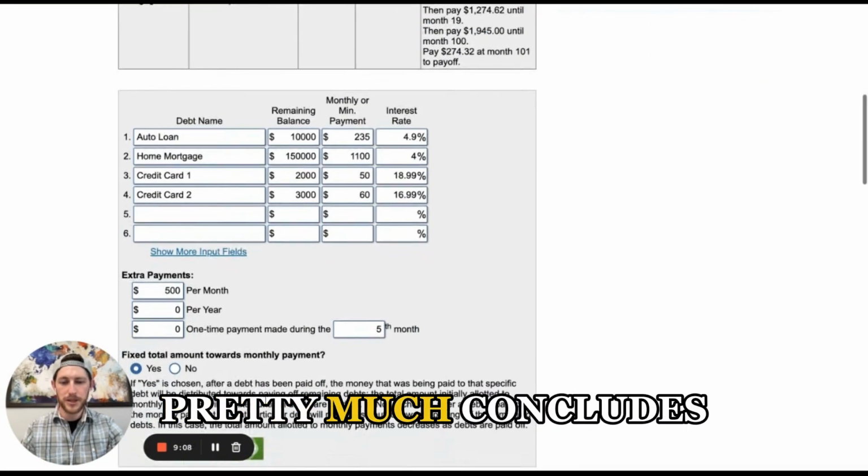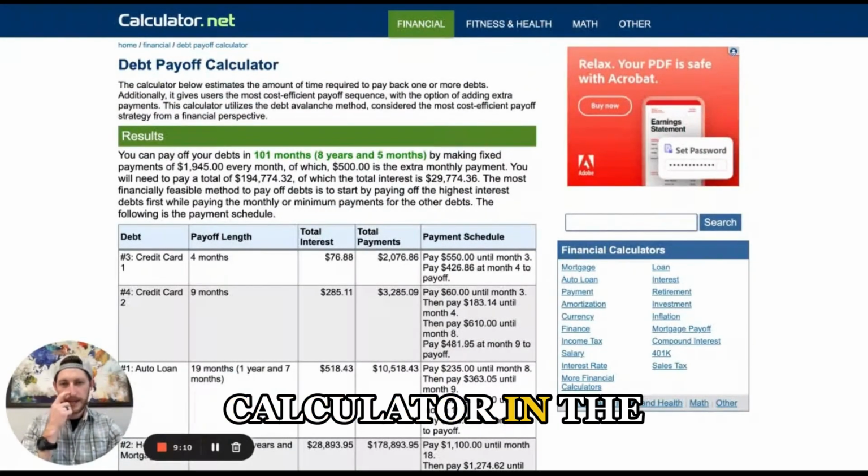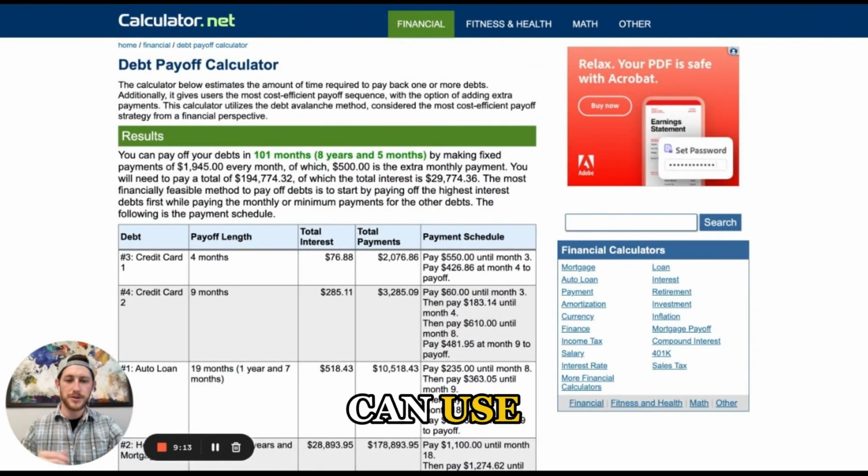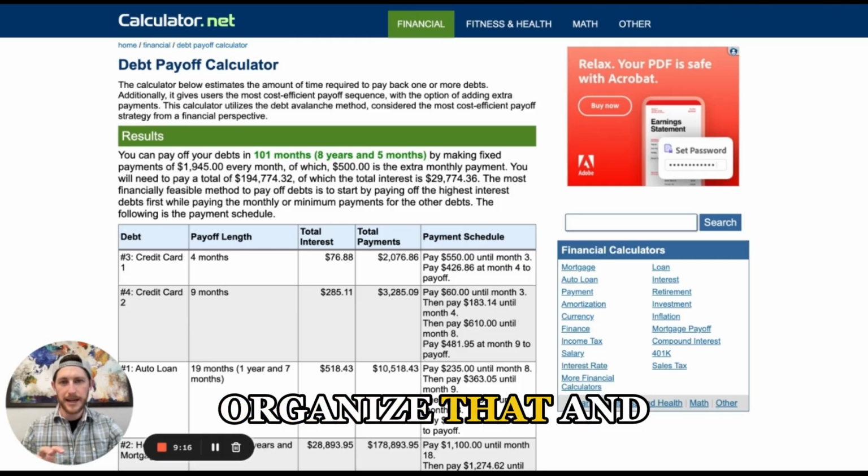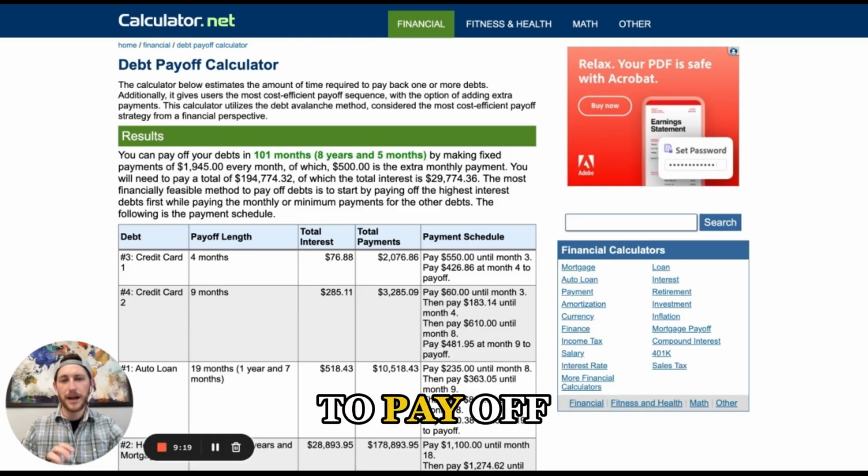So that pretty much concludes that. I'll leave a link to this calculator in the notes below. There's others you can use, but get going, organize that, and create a plan to pay off the debt.